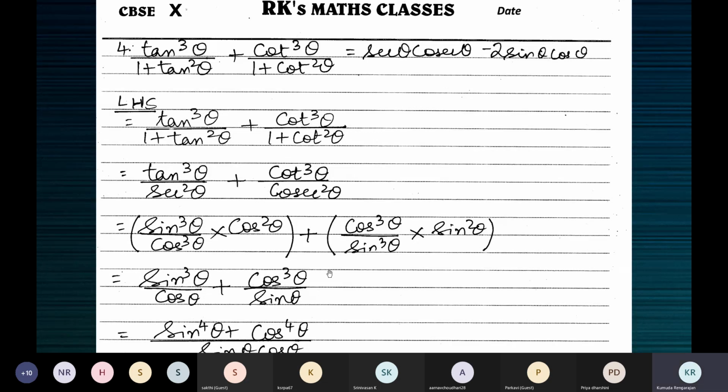Then again, you have to make use of identities to simplify, algebraic identities. Now a to the power 4 plus b to the power 4. Now you've learnt in polynomials, a square plus b square is a plus b the whole square minus 2ab. Yes, ma'am.